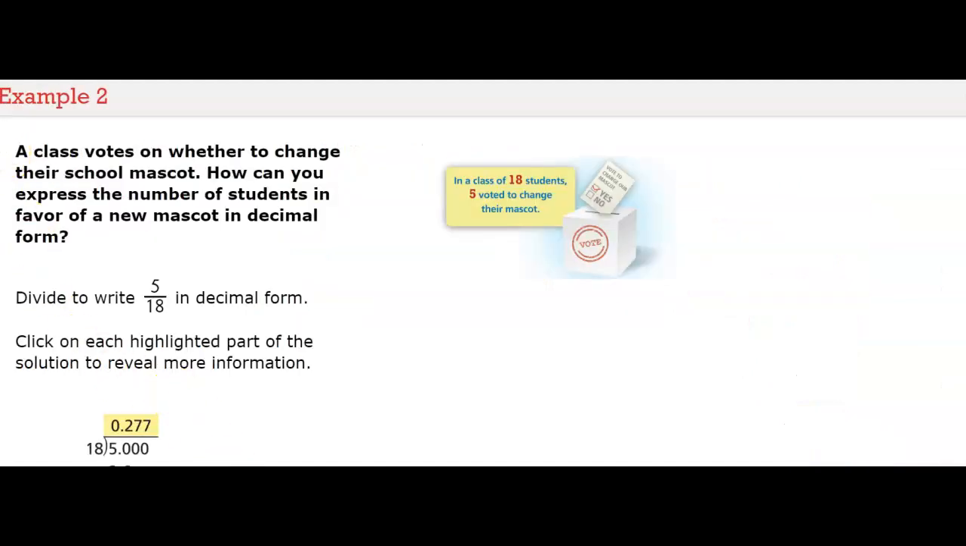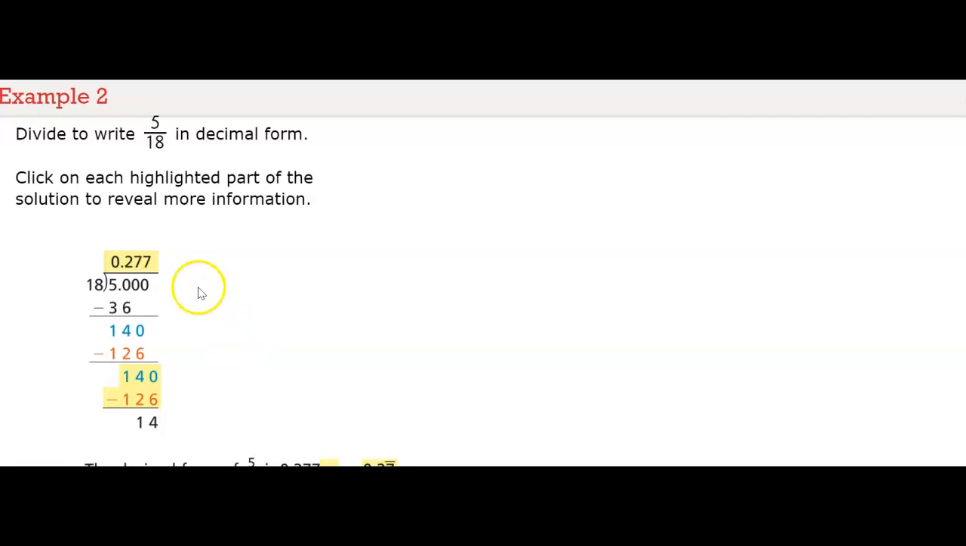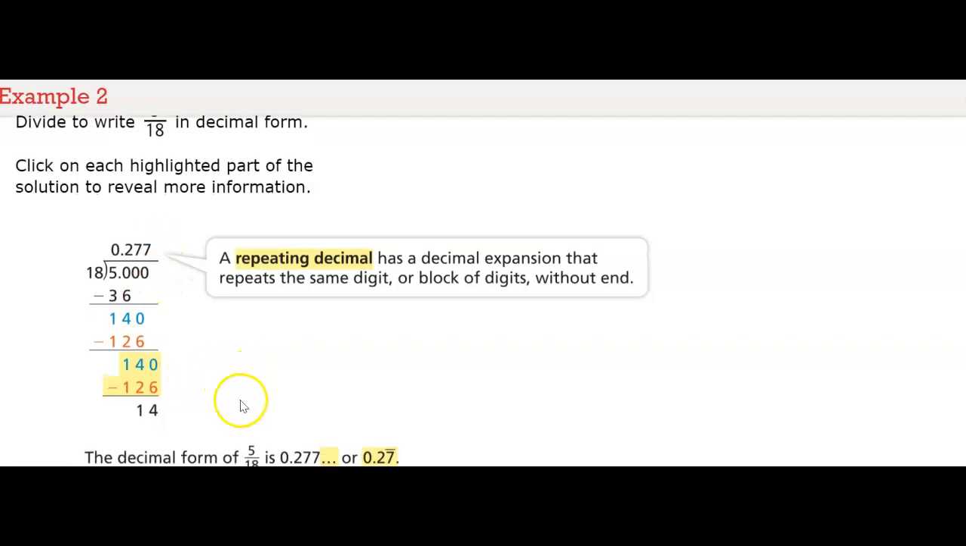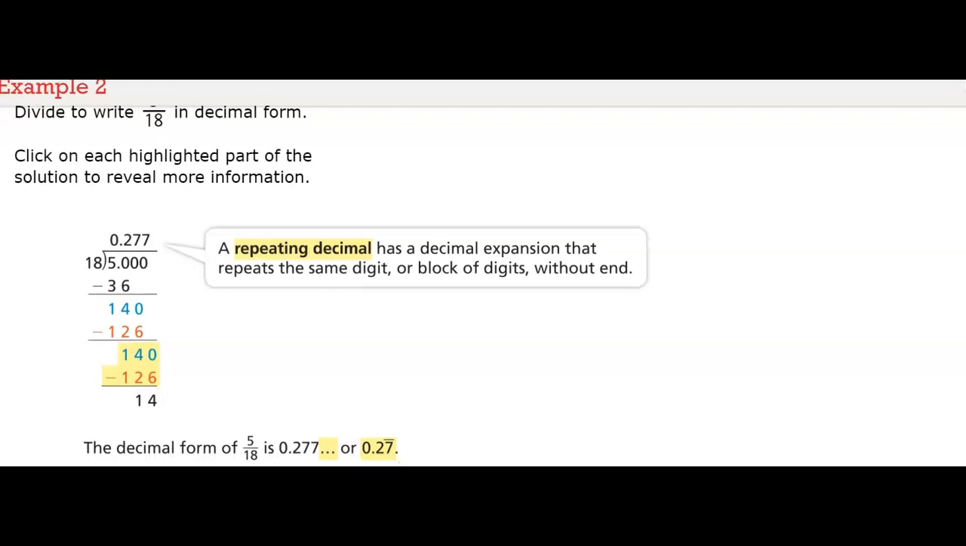A class votes on whether to change their school mascot. How can you express the number of students in favor of a new mascot in decimal form? Divide to write 5/18 in decimal form. And so this is a repeating decimal because the 7 will continue to repeat as you continue to divide. So the decimal form of 5/18 is 0.2777 repeating. The line above it is what indicates that that digit is the one that repeats.